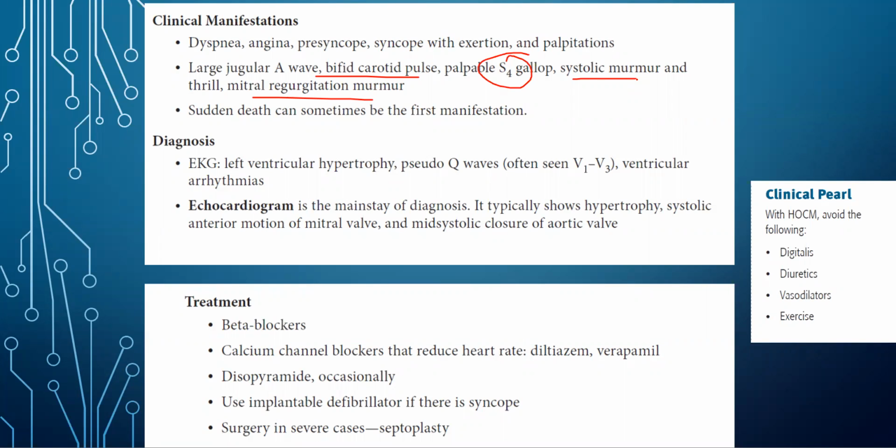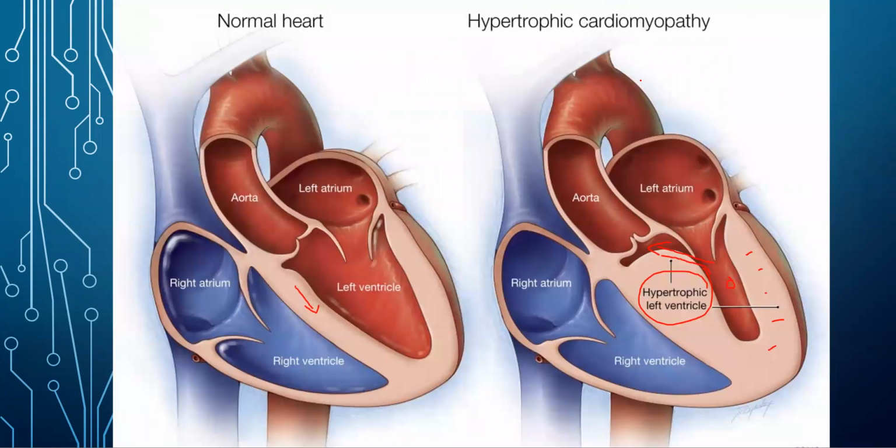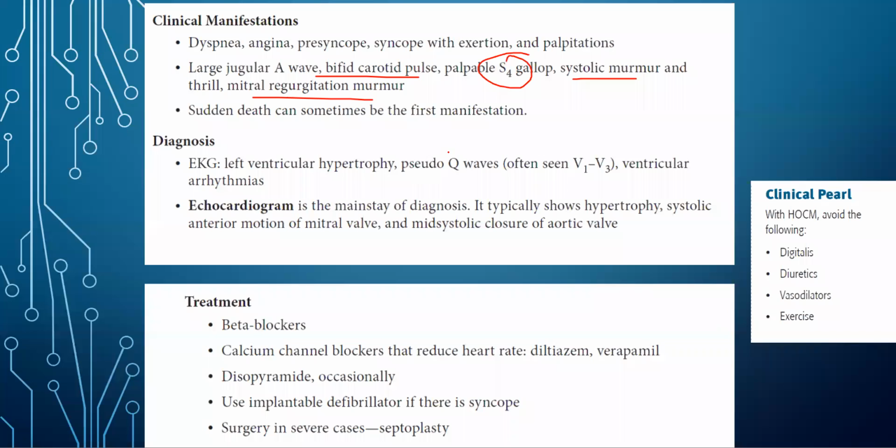But the murmur is best heard in the left fourth intercostal space. Mitral regurgitation murmur can also happen in this patient. That means you can also get a pansystolic murmur. Okay. Why is it like that? Because if you see here, that's the mitral valve. Because of this hypertrophied septum, it can actually make this valve weaker, leading to mitral regurgitation. So you can get two kinds of murmur in this patient. If you do the ECG in this patient, you might get left ventricular hypertrophy features. And echocardiogram is the mainstay of diagnosis.